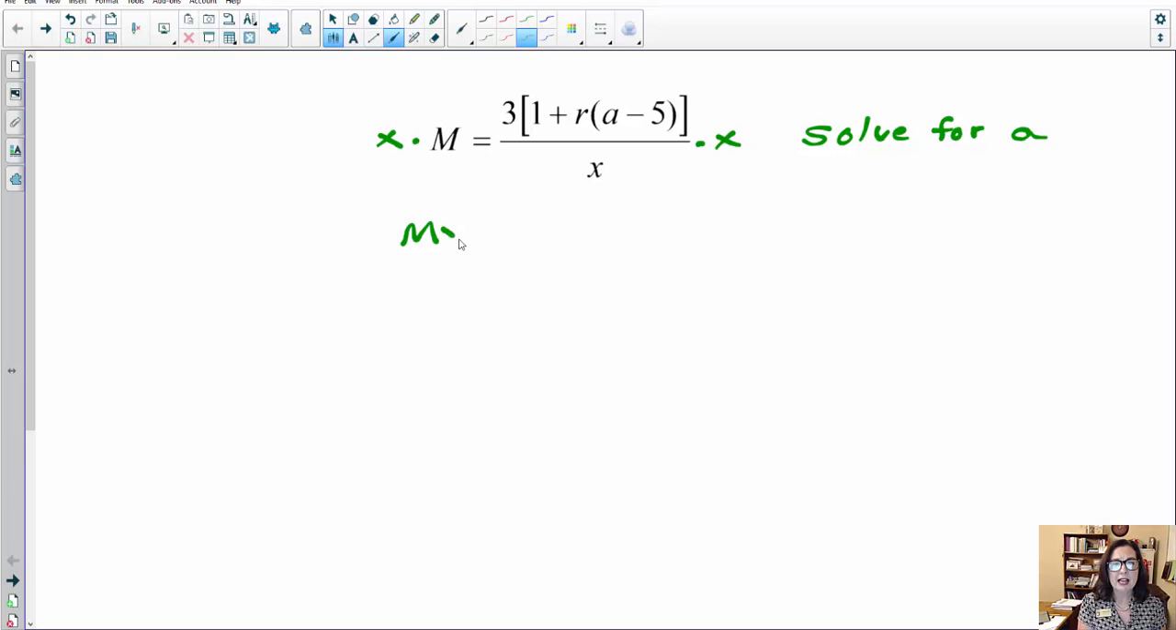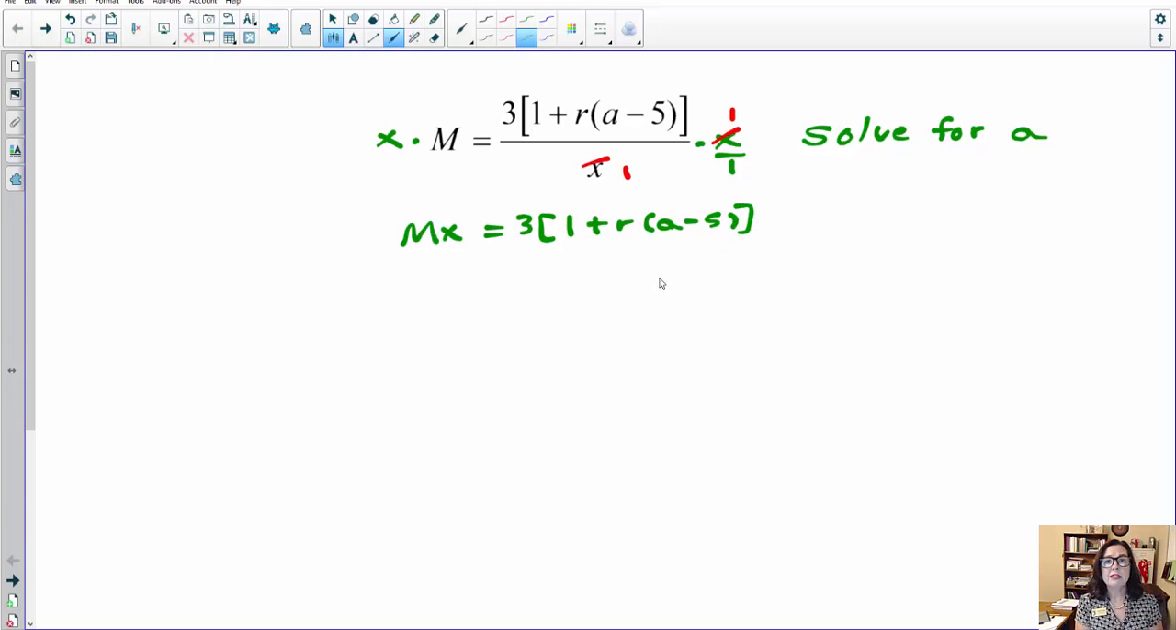So I now on the left side have m times x equals, and since I have a fraction on the right hand side, I want to think of this x as being divided by 1. x divided by x is 1. And then that leaves me on the right hand side with 3 times the quantity 1 plus r times a minus 5.